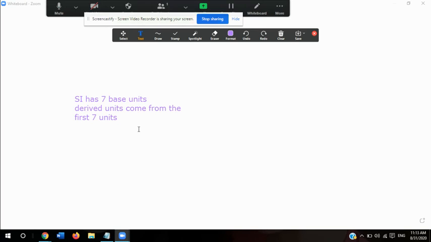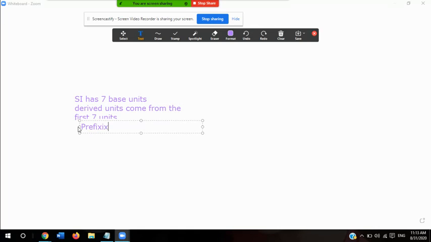Okay, so let me write that down. The prefixes in the SI unit are used to determine the size of the base unit.